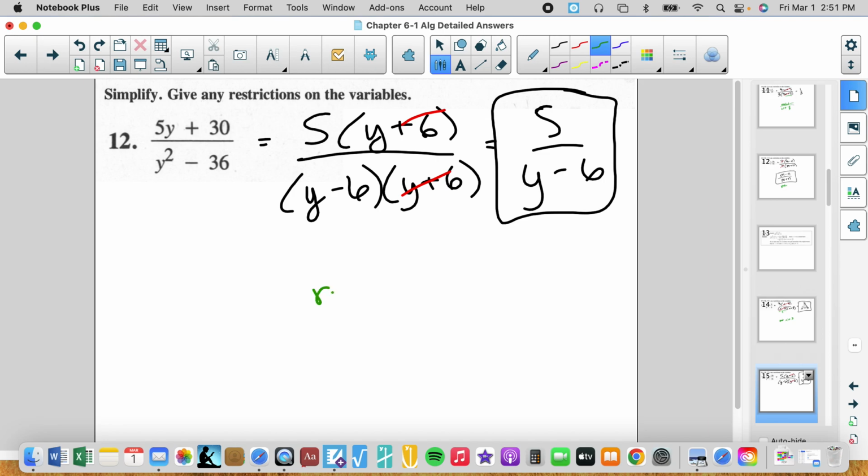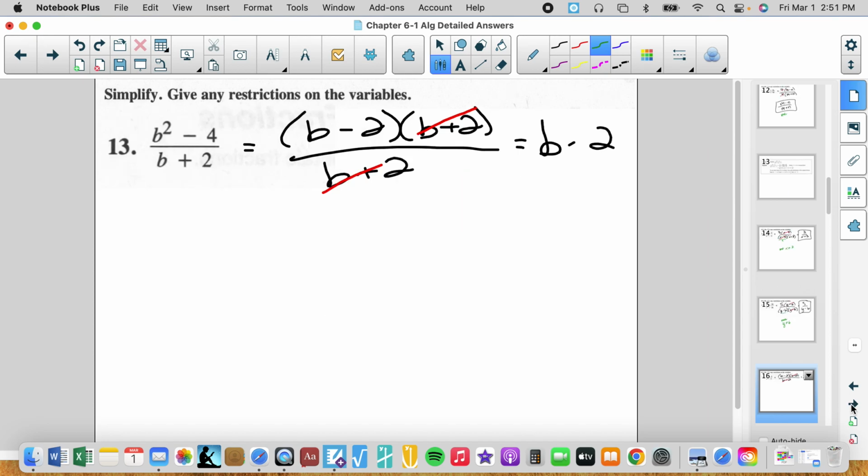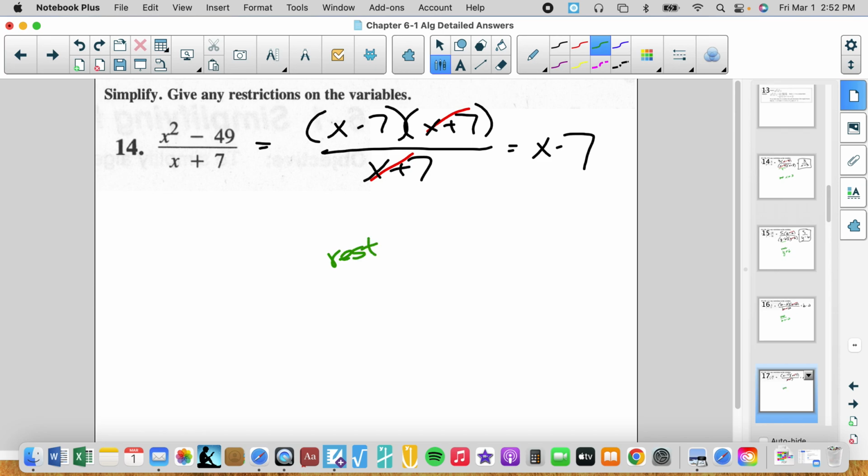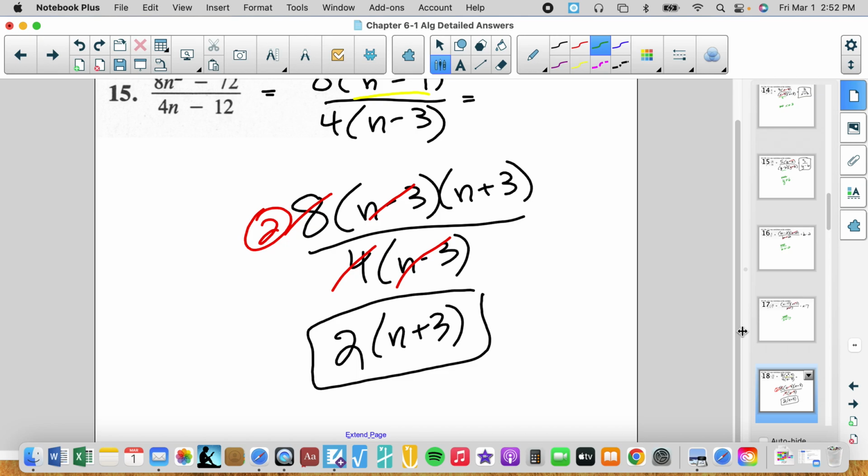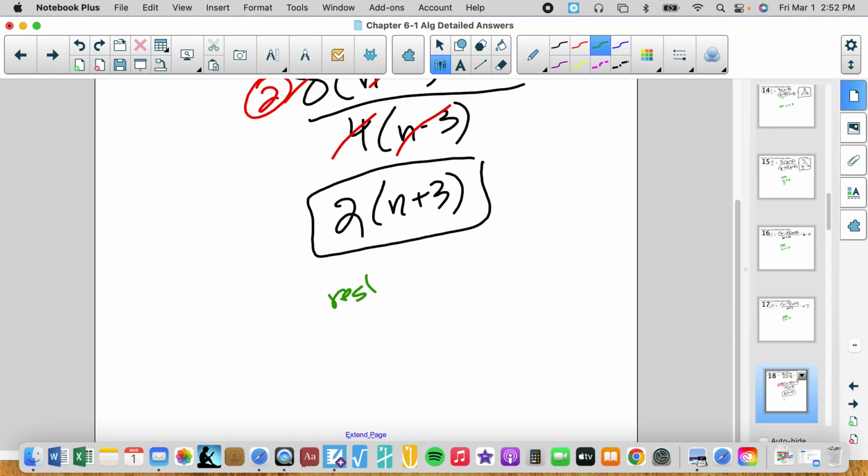So again, restrictions: y is not going to be able to be equal to 6. And that's because of that one. -6 gets canceled, so that's not the case. Here is our denominator, restriction. Restriction is b cannot equal -2. Our restriction is x cannot equal -7. Our restriction is n cannot equal 3.